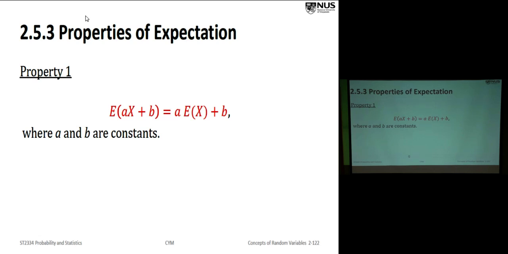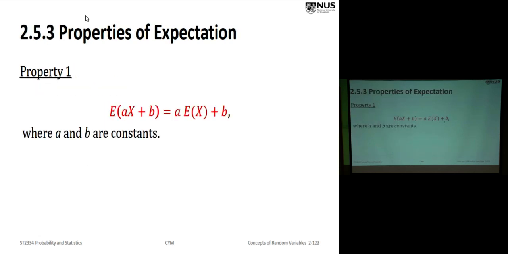So what this says is, if I take a linear transformation of a random variable, that is to say I take A and B, they're two real numbers, finite constants, and I want to compute the expectation of AX plus B, that's the same as A times the expected value of X plus B, that is, the constant multiplies the expectation and I add on the constant.